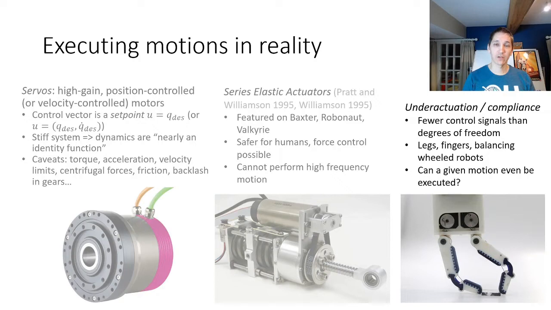Finally, there's also the notion of underactuation or compliance. For example, if I have a multi-fingered hand, I may have only a tendon driving the compliance of a single finger, and the finger will wrap around an object when it makes contact. In general, underactuation means that I have fewer control signals than degrees of freedom of my system. These are characteristic of legged robots, multi-fingered hands, wheeled balancing robots, and so on. And so it's not even clear that a given motion that we plan can actually be executed on these robots. So we have to be considerate of these factors when trying to design motions and execute them.